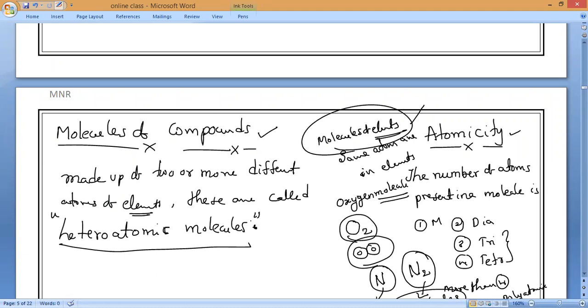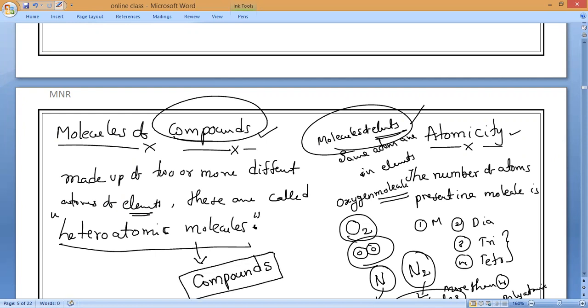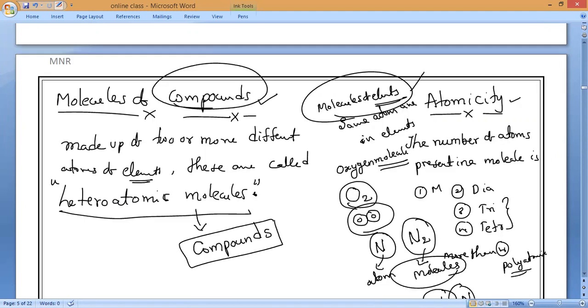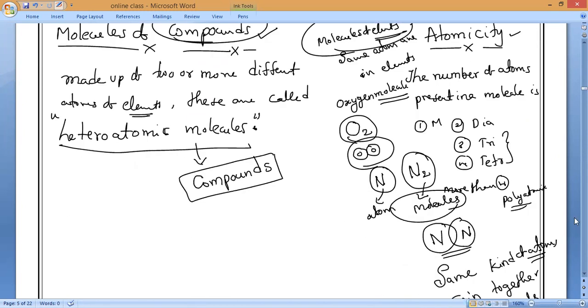Heteroatomic molecules. That is why these molecules are known as, what do we call them? Heteroatomic molecules are called compounds.